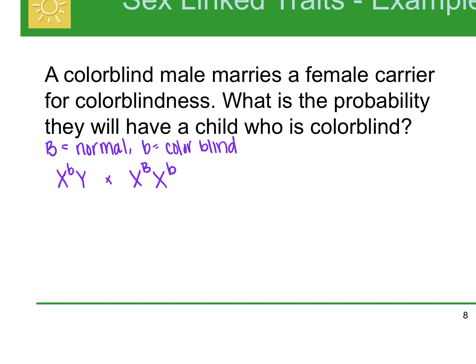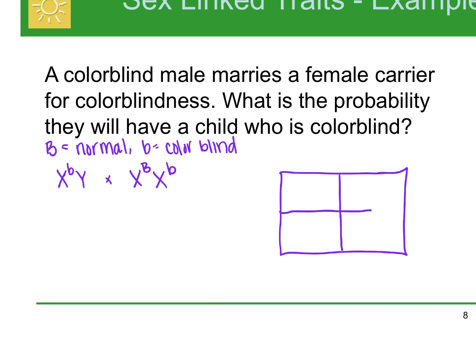So now if we want to predict what their offspring could be for genotype and phenotype, we're going to use our Punnett square. Our male is X with a little b and a Y. And then our female is X with a big B, X with a little b.